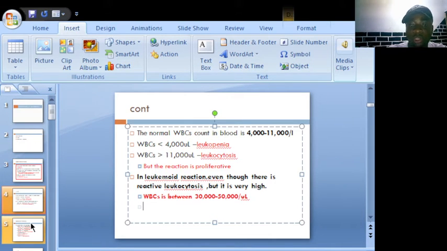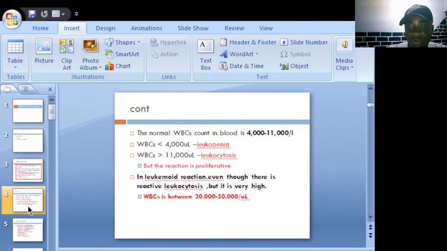Okay. So here we've established the fact that increased level of WBC is leukocytosis, which can be as a result of a reaction induced by inflammation to the immune system, whatever it is. Okay, and we say that in leukocytosis, the WBC increases above the upper limit, more than 11,000. But in leukemia reaction, even though there's reactive leukocytosis, the increase in WBC becomes very, very high. Okay, very, very high.